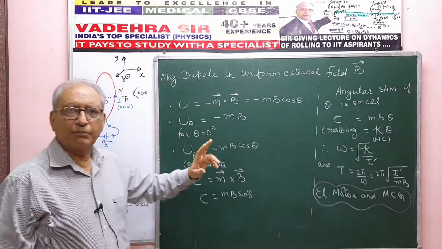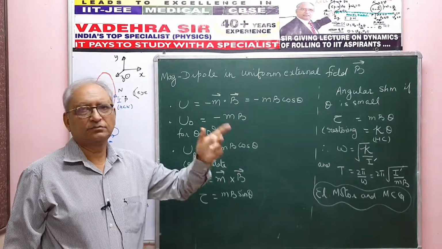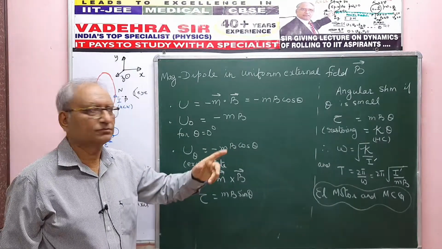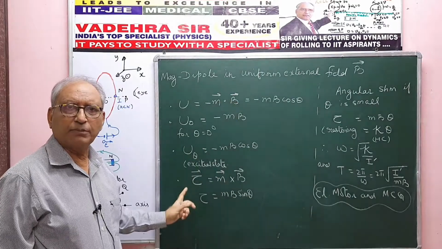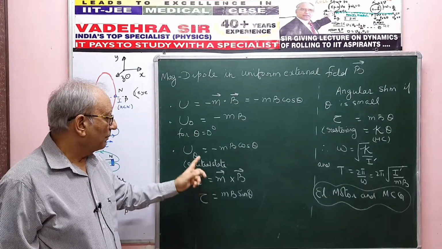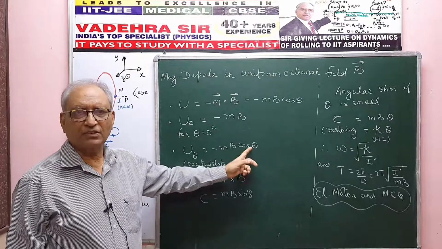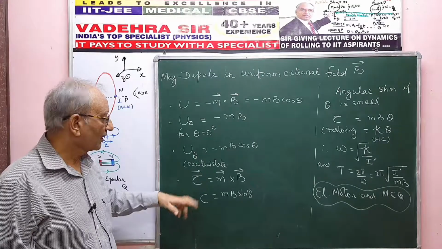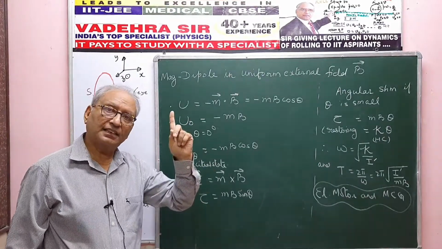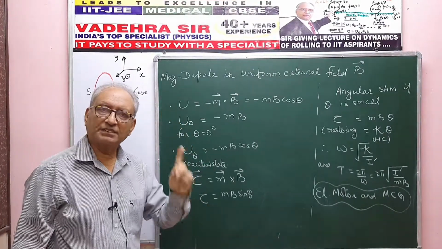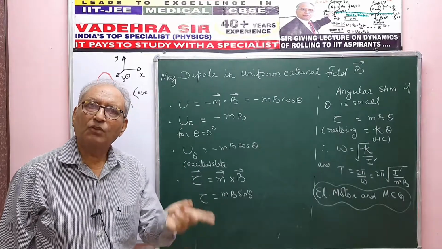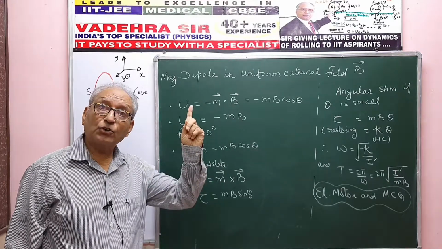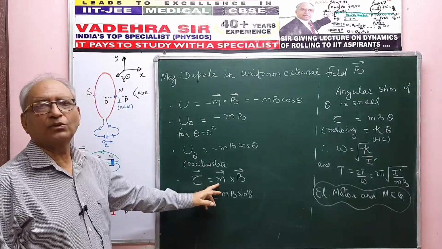Well, if the dipole is disturbed and taken to an excited state, that is the theta state, then the magnetic potential energy would be minus MB cos theta, which is more magnetic potential energy. And in that state, just like we learned in our study of the electric dipole, the dipole would experience a torque. There it was P arrow cross E arrow. Here it is M arrow cross B arrow.